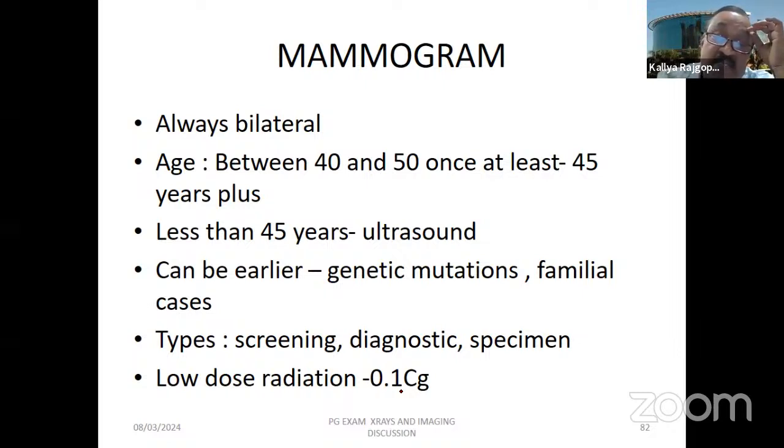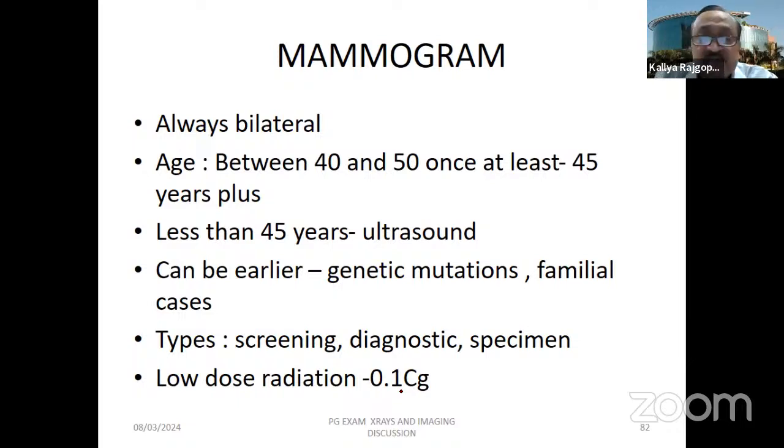The ideal age is between 40 and 50, but remember in India, malignancies of the breast occur a decade earlier than in the West. So you can even start by 40 or 45, but definitely much earlier in case of a genetic mutation, familial breast cancers, bilateral disease, and younger age groups. In all these patients with a family history, it is better to do it very early and repeat it once in 2 years.